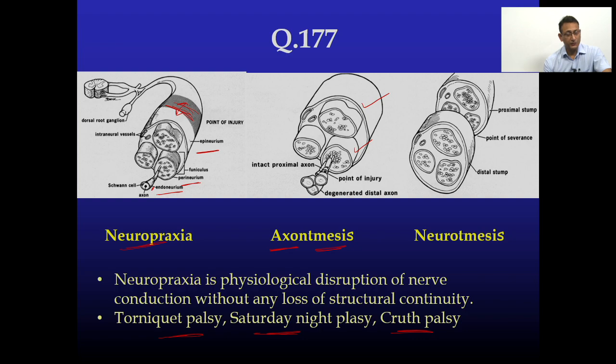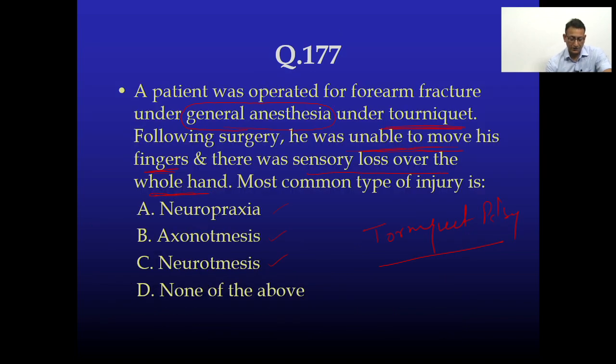Okay, the third type of injury, this usually happens due to cutting of the nerve, is called neurotmesis. Tmesis means to cut, neuro means nerve. Here all the three layers, endoneurium, perineurium and epineurium, are cut. The chances of recovery of this nerve are very less unless we repair the nerve and bring the tubes together. Okay, so in tourniquet palsy, Saturday night palsy and crutch palsy, usually neuropraxia to the nerve happens. So the answer to question number 177 is going to be A, neuropraxia.